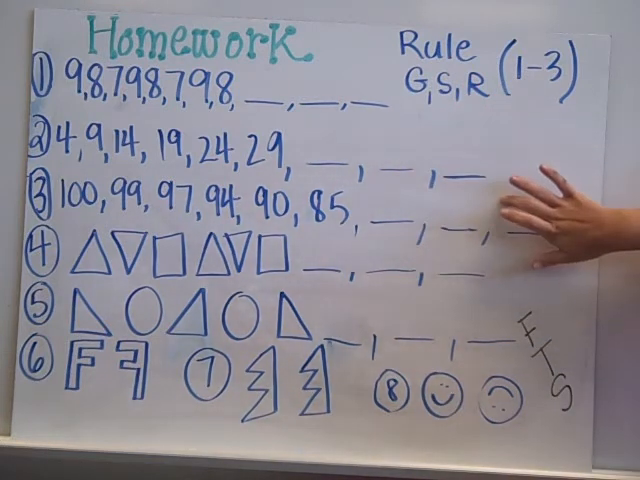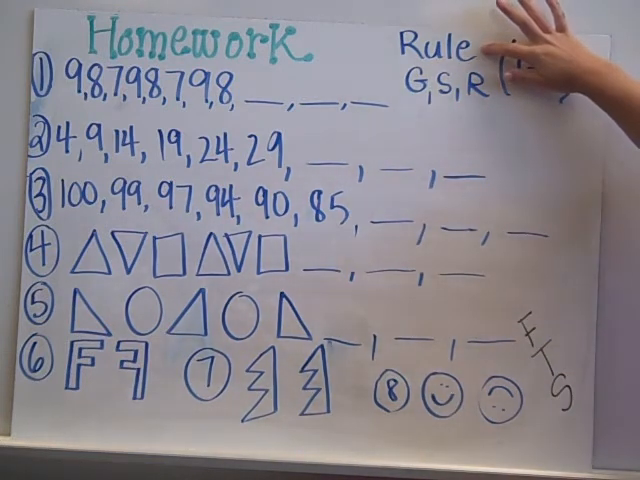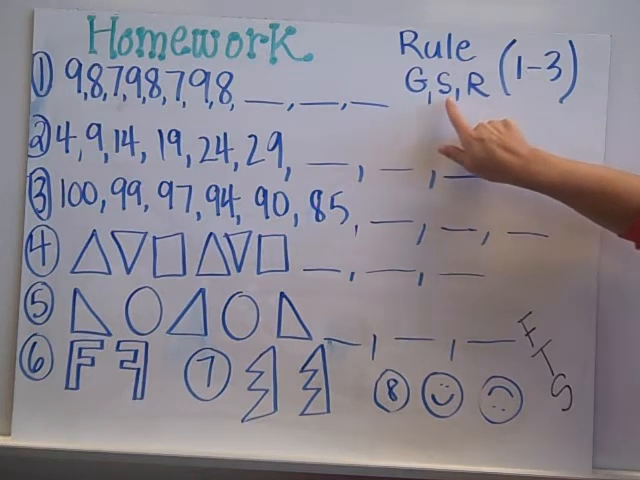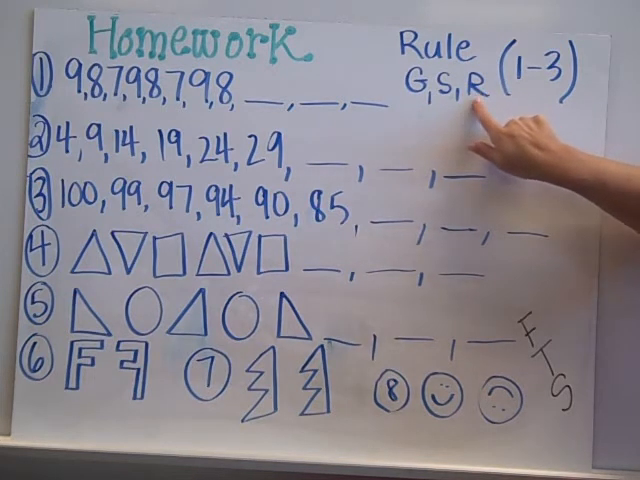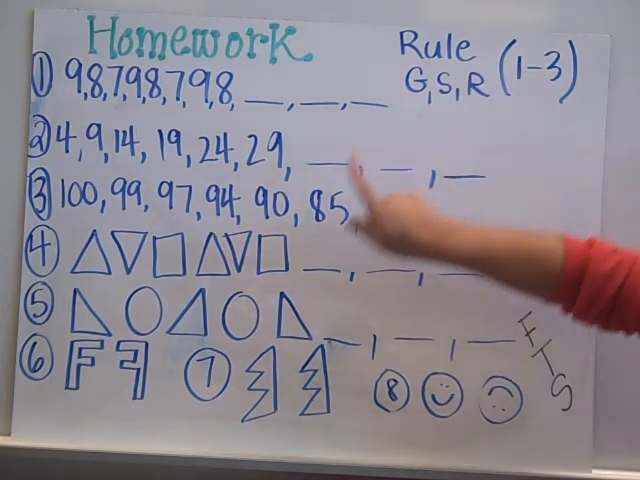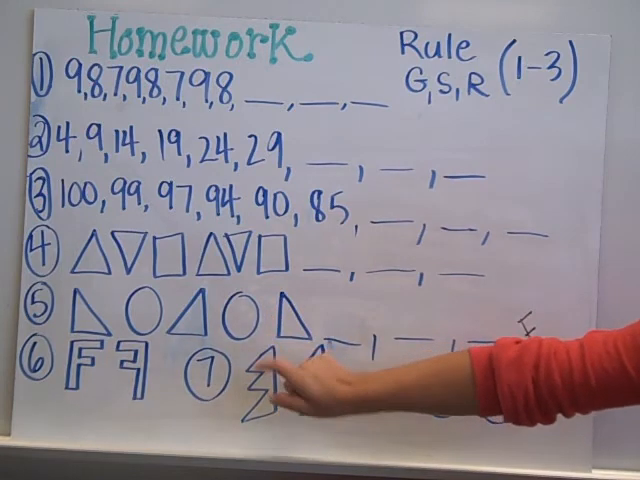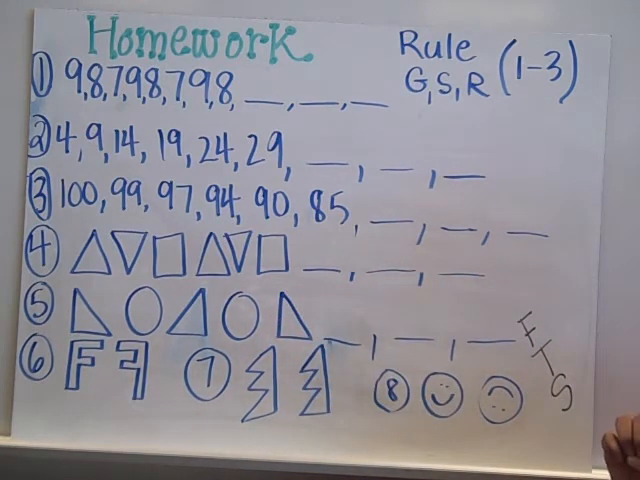So 1 through 3, give me a rule if there is one, and then if it's growing, shrinking, repeating. If it's repeating, there will not be a rule. 4 and 5, you just need to continue the pattern. And then 6, 7, or 8, tell me if it's flipped, turned, or slid.